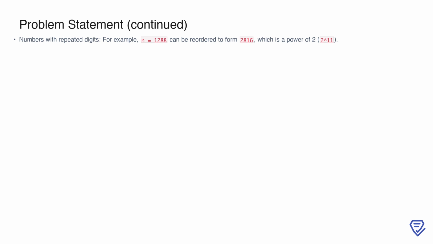Single-digit numbers are straightforward, as only numbers like 1, 2, 4, and 8 are powers of 2. Larger numbers, on the other hand, require the algorithm to remain efficient despite the increased complexity of possible digit permutations.